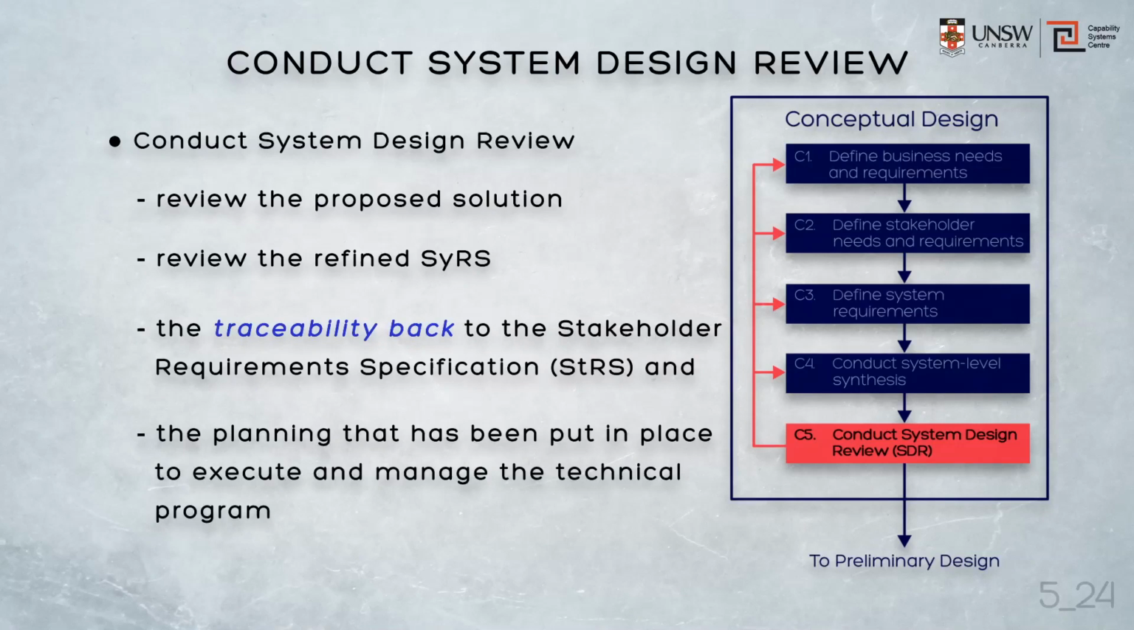Like all of our design reviews, we need to run the system design review like a professional technical meeting. This means that we need to establish an agenda, nominate a chairperson and a secretary, take minutes, take action items, and then follow up on those action items after the meeting. Once complete to the satisfaction of the acquirer, we're ready to move on to the next stage of the systems engineering process.